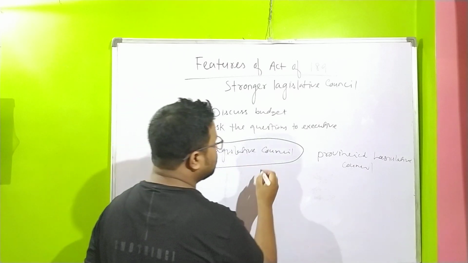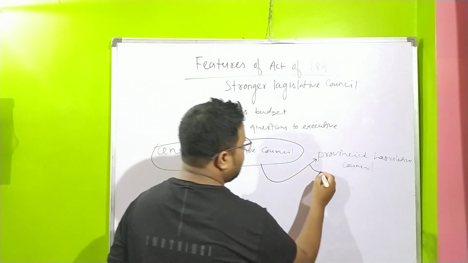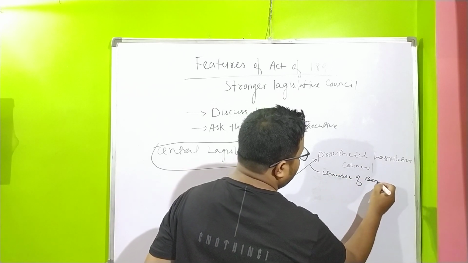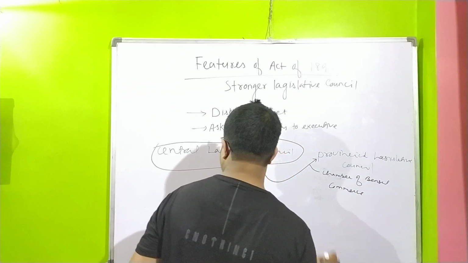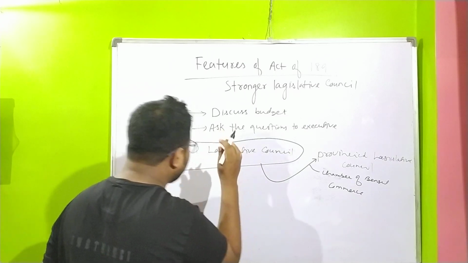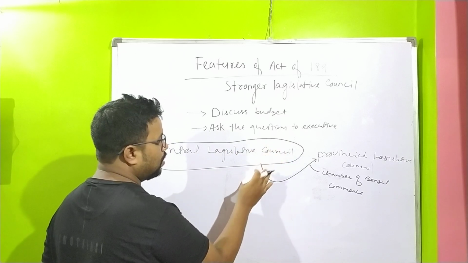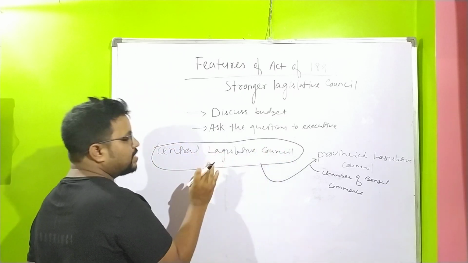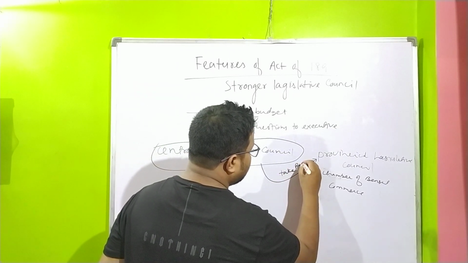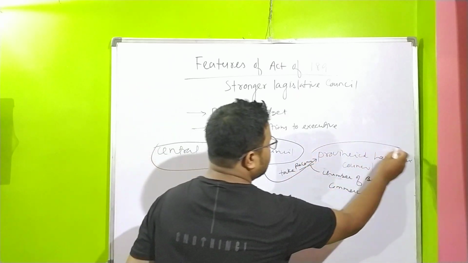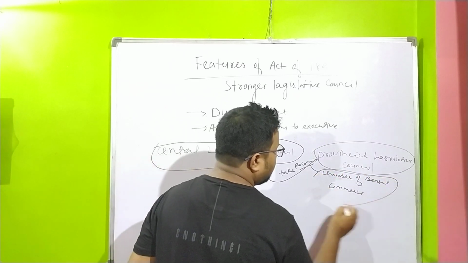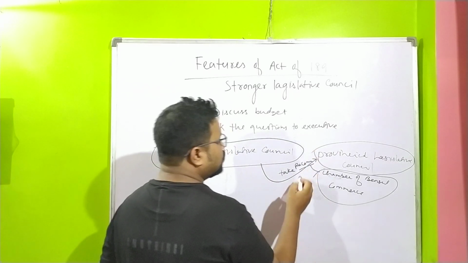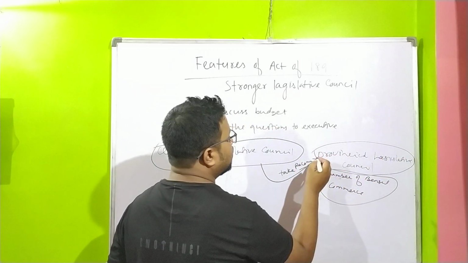Now, in the Act of 1892, to nominate the members for the Central Legislative Council, the Viceroy had to take recommendation from the Provincial Legislative Council and the Bengal Chamber of Commerce. Earlier, the Viceroy directly nominated the members into the Central Legislative Council.